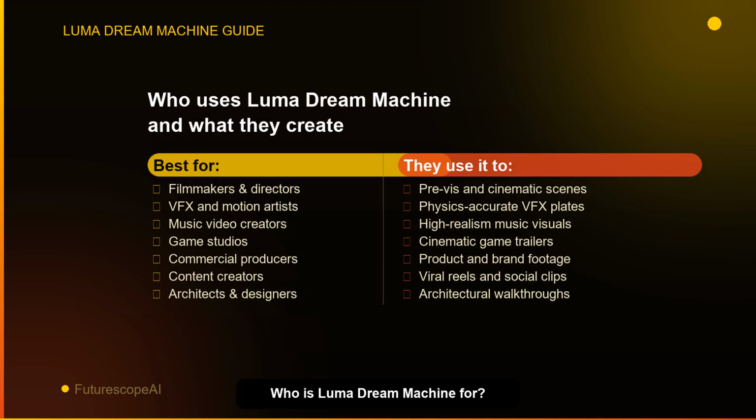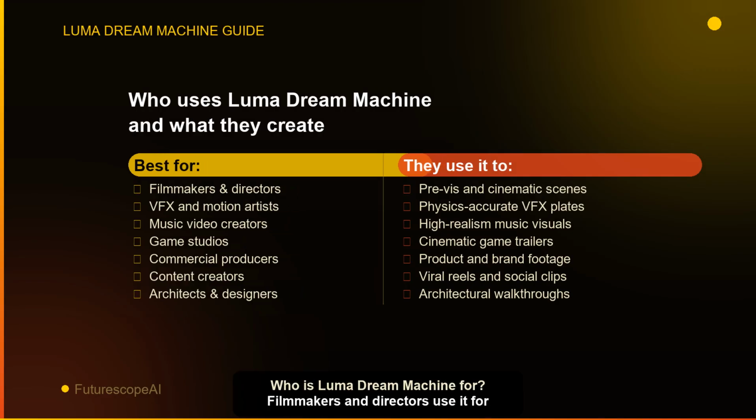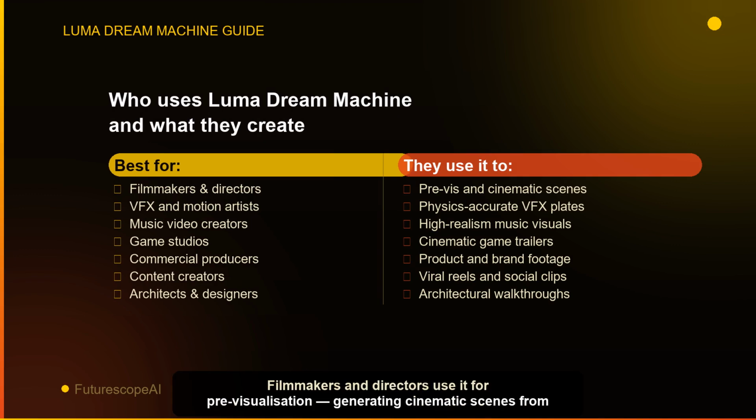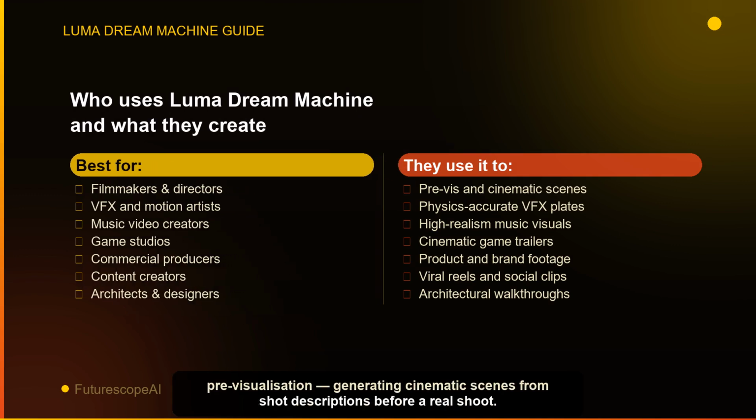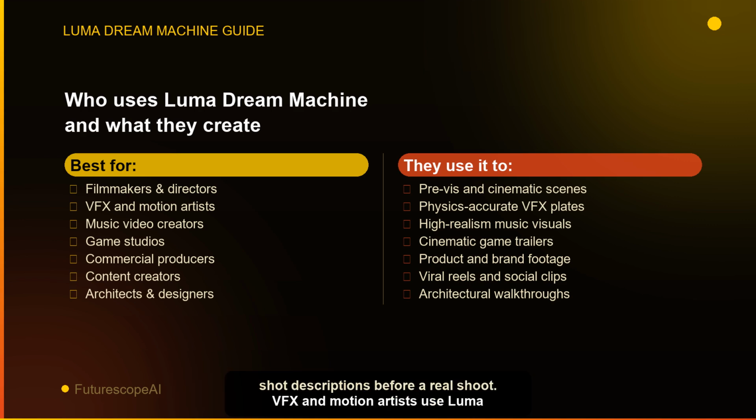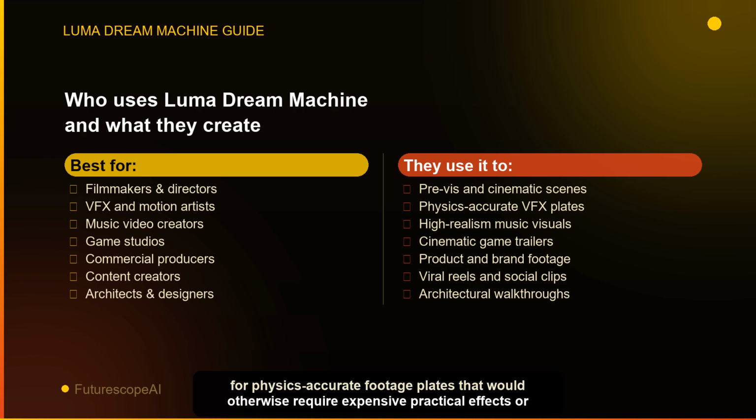Who is Luma Dream Machine for? Filmmakers and directors use it for pre-visualization, generating cinematic scenes from shot descriptions before a real shoot. VFX and motion artists use Luma for physics-accurate footage plates that would otherwise require expensive practical effects or CGI simulation. Music video creators are producing high-realism visual narratives that rival broadcast production quality. Game studios are generating cinematic promotional trailers from concept art.